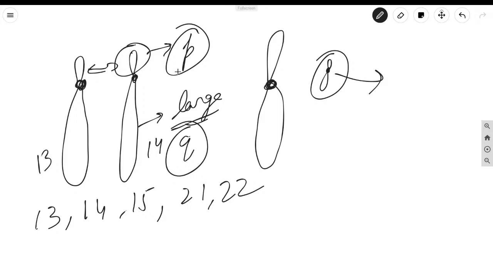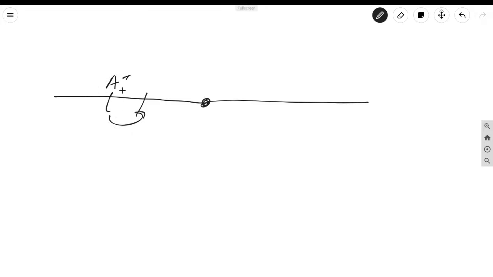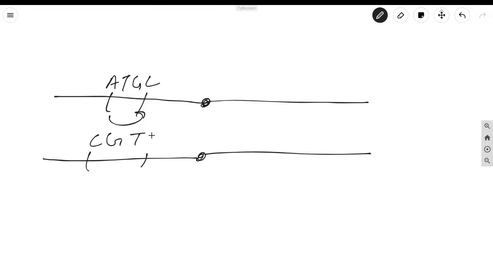Then we have inversion also. Inversion means flippage. Just flip the segment. Suppose this is the segment, and you just flip the orientation. Suppose this is A, T, G, C. What you did was you flipped it, and now it became C, G, T, A. This is known as inversion.